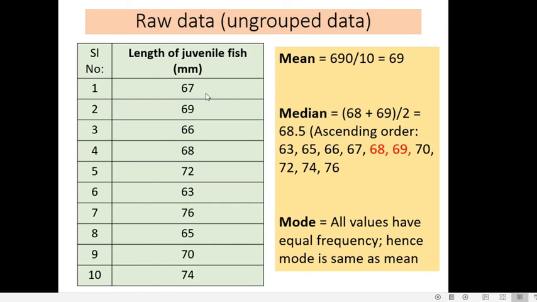We will calculate mode now. Look at all these observations. There is no observation which is repeated. Each observation is appearing only once, so all the values have equal frequency, that is 1. Hence here there is no way to calculate the mode. So it will be the same as mean.